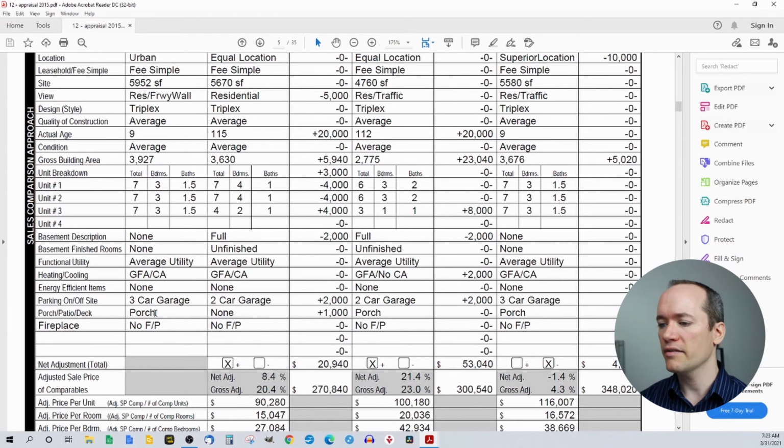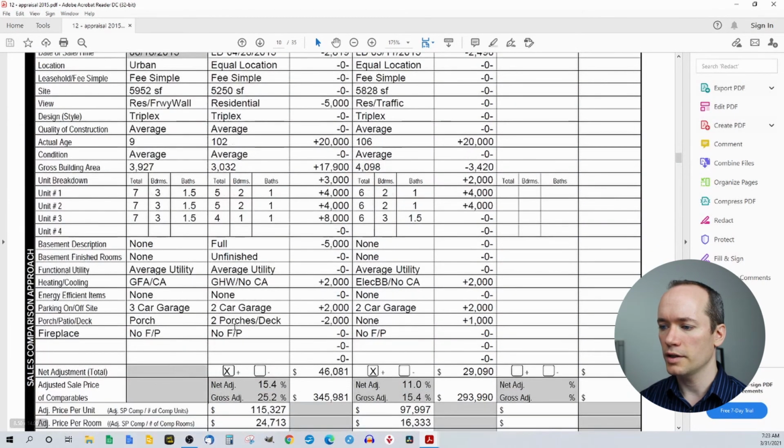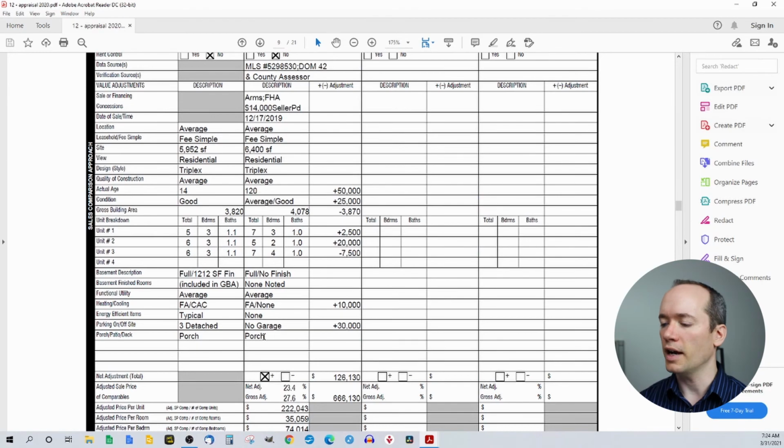Going back to the 2015 report, the next adjustment that is made is on the porch, patio, or deck. So I have a front porch that all of the unit doors open up onto, and comp number 1 doesn't have a porch, so they make an adjustment upwards of $1,000. There's no adjustment on comps number 2 and 3. When I go down to comp number 4, this one does have 2 porches or decks, and that's an adjustment down of $2,000. And comp number 5 doesn't have a porch or a deck, so that's an adjustment up of $1,000. Looking at the 2020 report, this comp number 1 has no porch or deck, and so that's an adjustment of $2,500. There's no adjustment on comp 2 and 3. There's no adjustment on comp number 4.